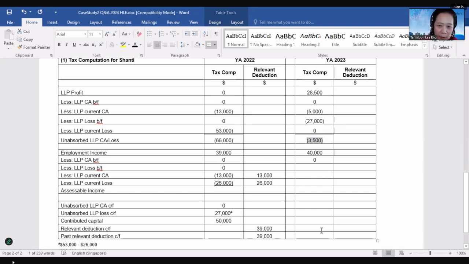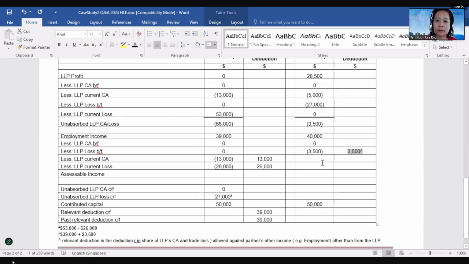Okay, I give you the capital contribution. Always put in the capital contribution, then you know it still remains at 50, right? Because we only utilized 39. Yes, correct? 39, correct. Yes, very good. Then it's like that. Then we put in here. So the relevant deduction is 35.